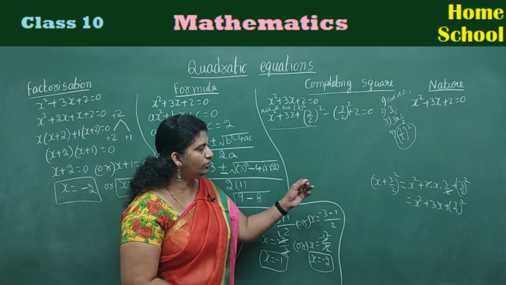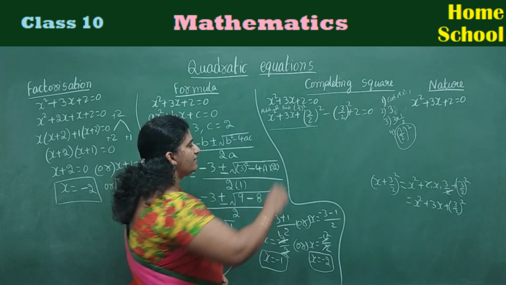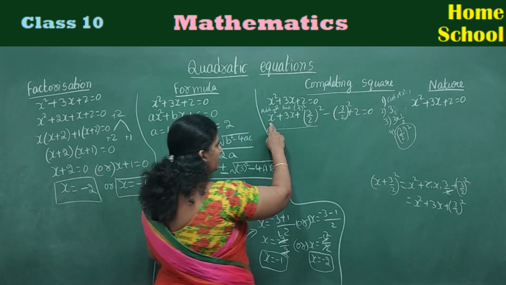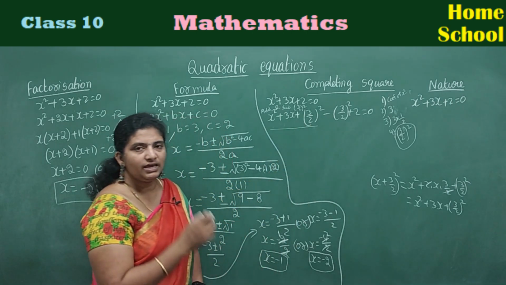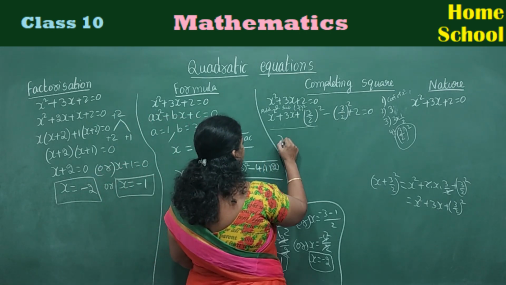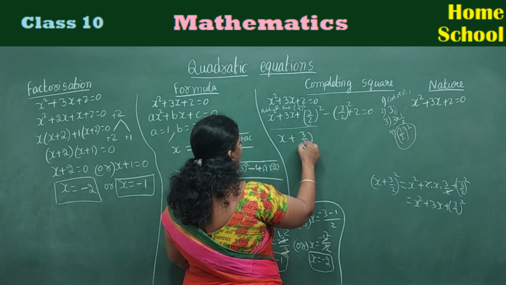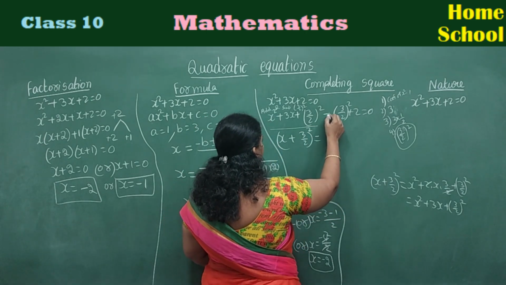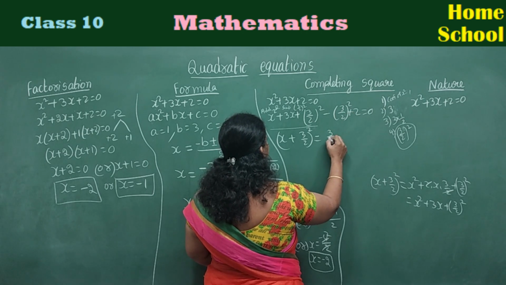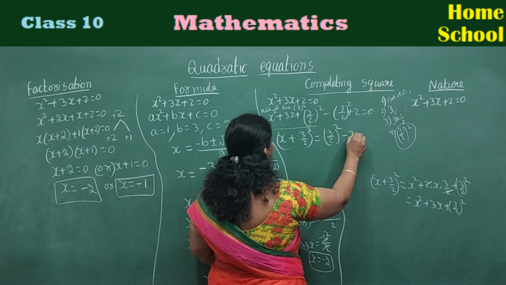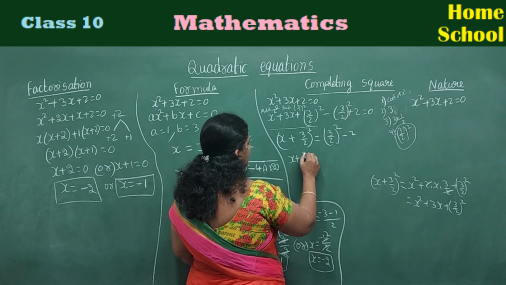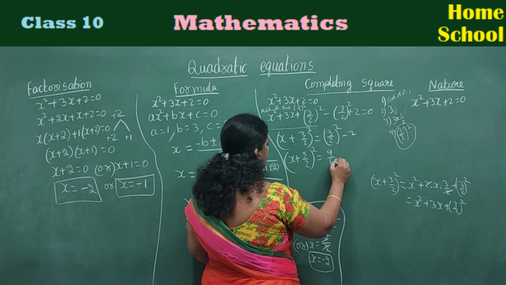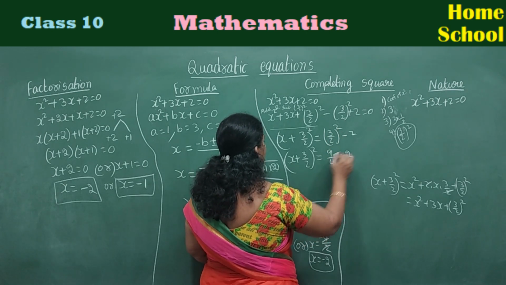Yes. Without doing that, you can directly say the first 3 terms will make a formula. This will be a and this will be b. a plus b whole square, x plus 3 by 2 whole square. And send these two numbers to that side. Minus 3 by 2 whole square becomes plus 3 by 2 whole square, minus 2. x plus 3 by 2 whole square is equal to, 3 3s are 9, 2 2s are 4, 9 by 4 minus 2.